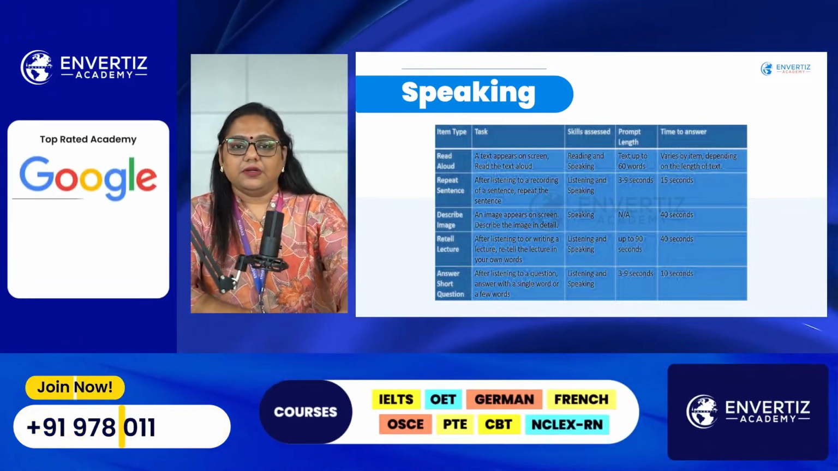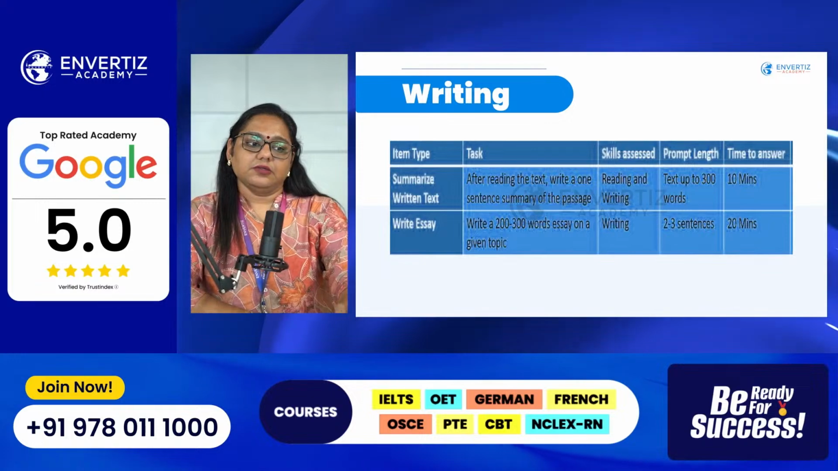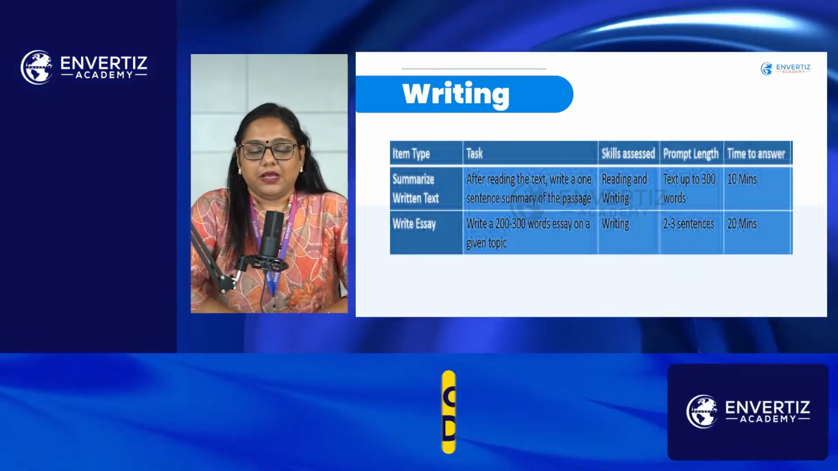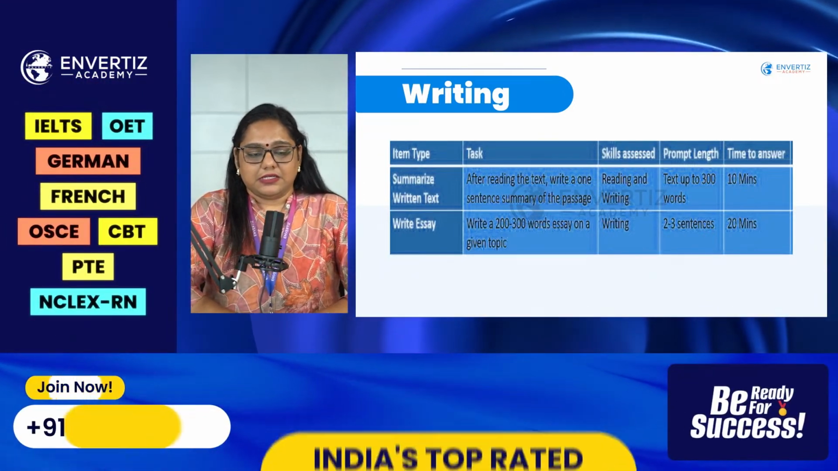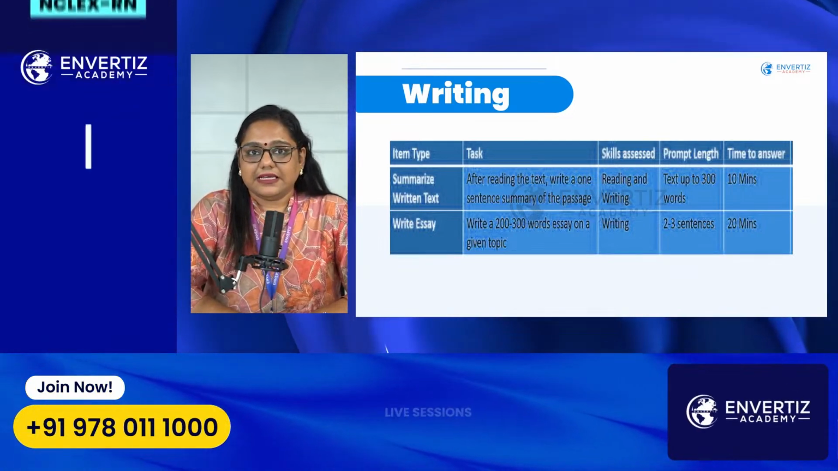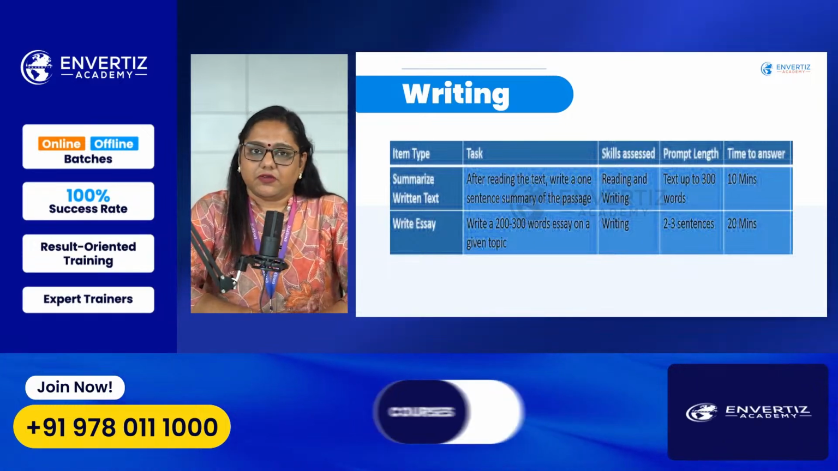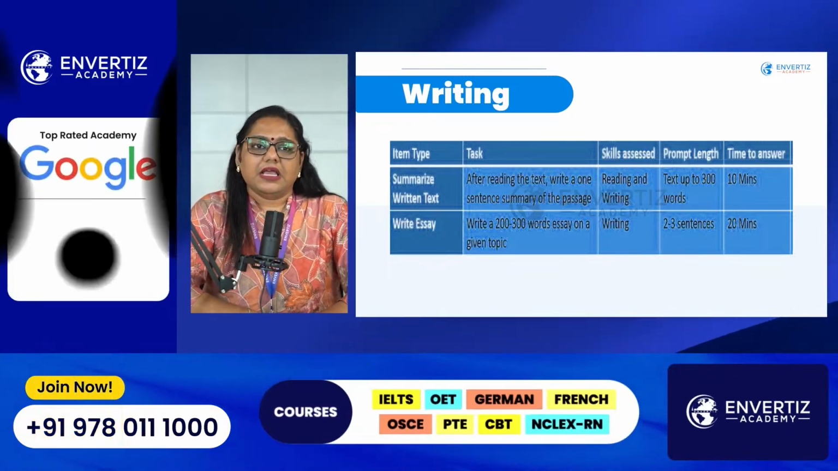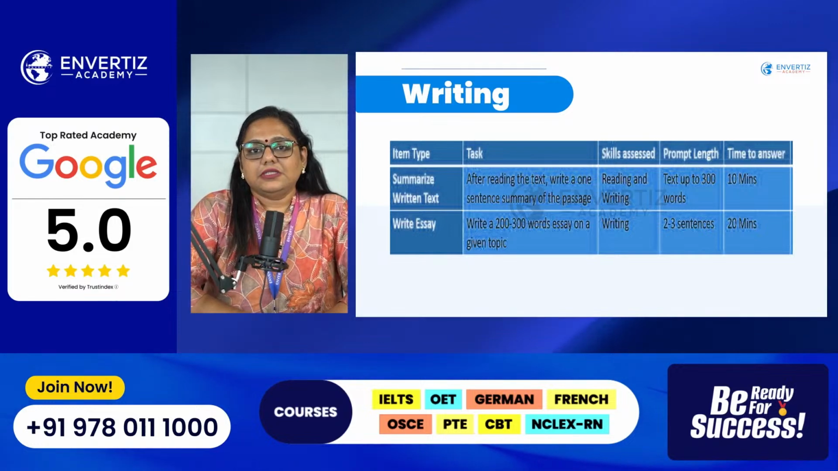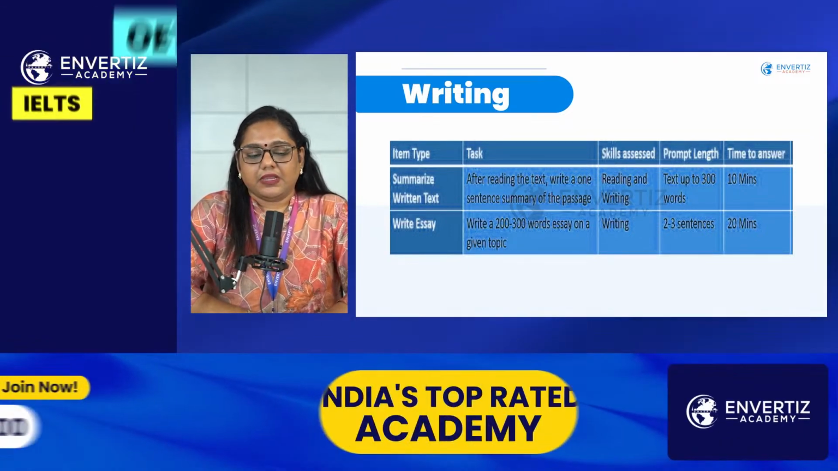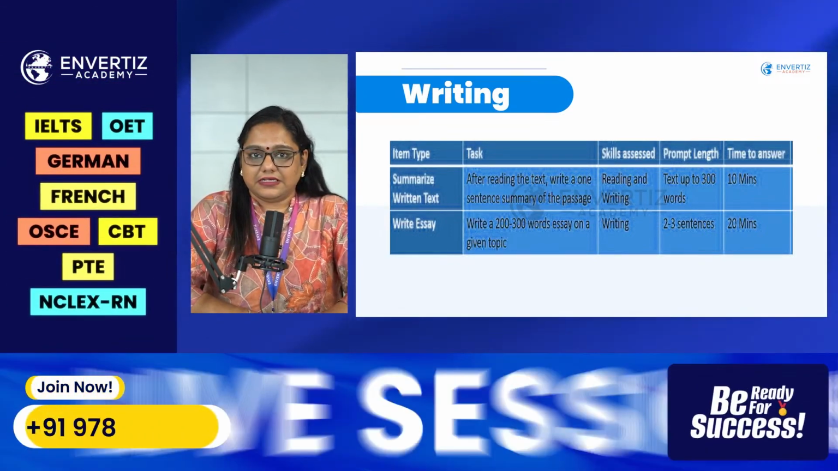So once you're done with speaking, you can go ahead with the writing module. For writing, we only have 2 tasks. One is summarize written text. You'll be given maybe a 200 to 300 word long paragraph. You have to summarize the whole thing in just one sentence. And for this, reading and writing will be assessed.